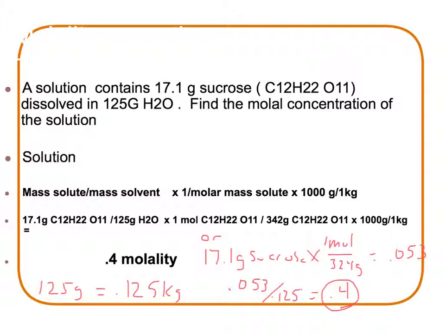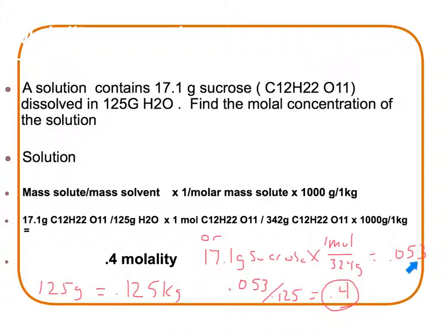However, just beginning these problems, it may be easier for you to take the problem and break it down into steps. If you do so, we would begin with the 17.1 grams of sucrose. We would multiply that times 1 mole over the weight of sucrose from the periodic table. Grams of sucrose cancel out, and we are now in moles of sucrose. We would take the 125 grams of water that was in the problem, divide it by 1,000, and convert that over to 0.125 kilograms.